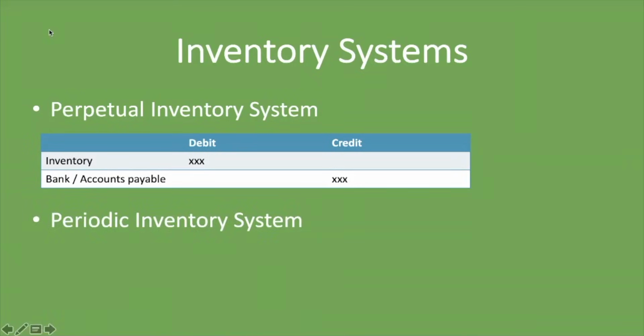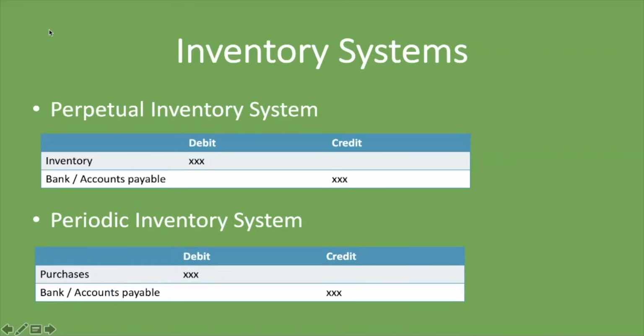Another method is the periodic inventory system, and as the first word says there, periodic, inventory is updated at the end of specific periods. So whenever you purchase inventory, the same example as before, what will you record? You will not record inventory, but you will rather record purchases, and you will debit that, and then you will credit bank or accounts payable depending on how inventory was purchased. And only at the end of the year or at the end of the period will you update the inventory based on what you have in your storehouse. Now, those are the two popular inventory systems that are used. And like I said, the most common one is the perpetual inventory system.